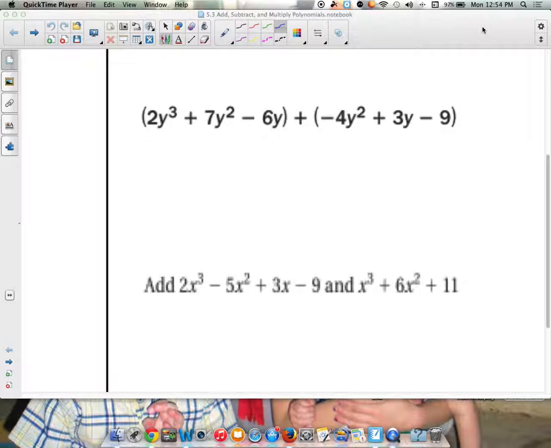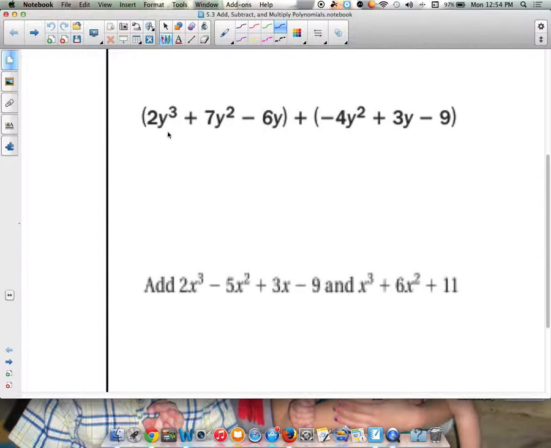So I'm going to start with my 2y cubed. And I'm going to look through all of these terms and look for another y cubed. So if you look, I have y squared, y squared, y, and a constant. So there's no more y cubes, so it's the only one of its kind. So I'm just going to bring it down, and that's going to be 2y cubed, and then I'm through with it.